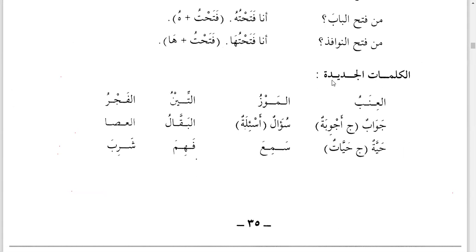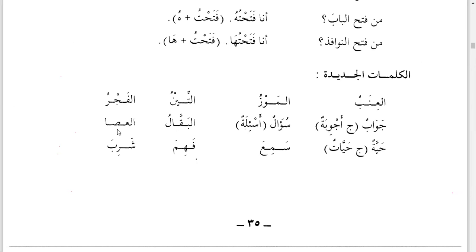Al-kalimatu al-jadidatu, the new words. Al-inabu, what's al-inabu? Do you remember? Grapes. Al-mawzu, bananas. At-tinu, figs. Al-fajru, the dawn. Jawabun, answer, and the plural is ajwibatun. Su'alun, question, and the plural is as'ilatun. So ajwibatun and as'ilatun are on the pattern of af'ilatun. Al-baqalu, what's baqalu? The grocer. Al-asa, the stick.